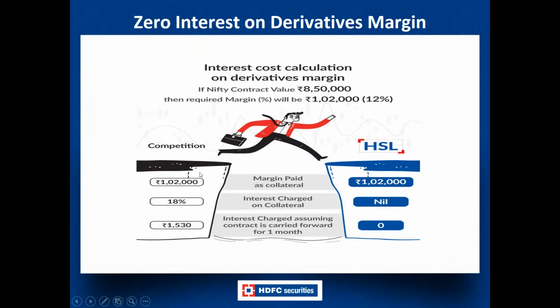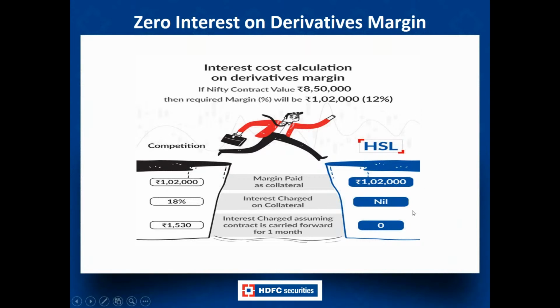Here we have taken an example. Our competition also provides this kind of facility, where they allow you to trade in the derivatives market on the collateral margin, but they take interest of around 18%. Suppose you trade with a competitor where 1 lakh of margin is involved and around 18% is charged. If you hold for 1 month, you pay approximately 1500 rupees as interest cost.